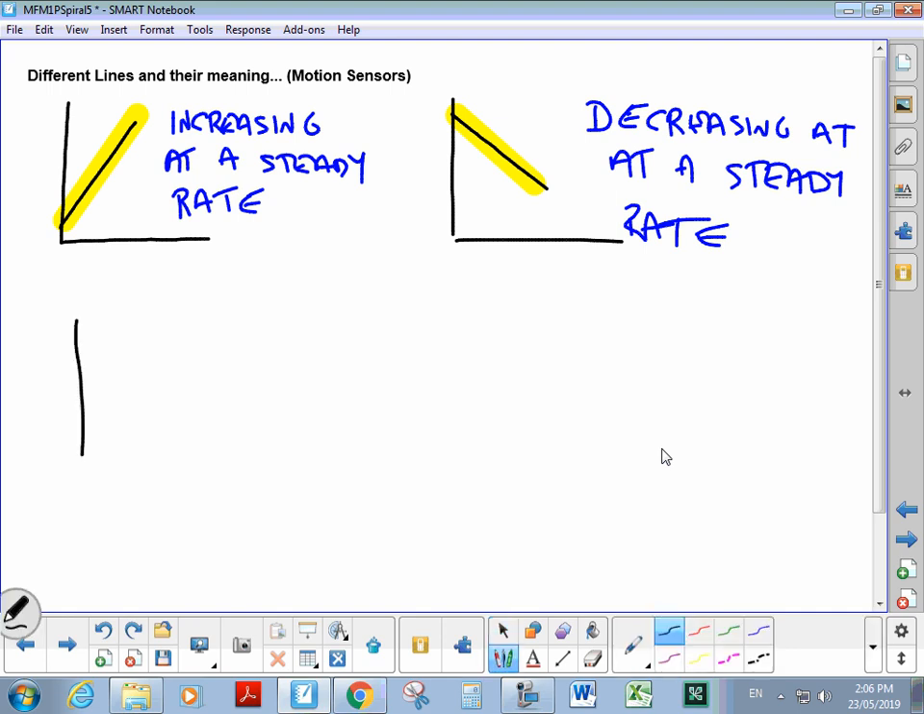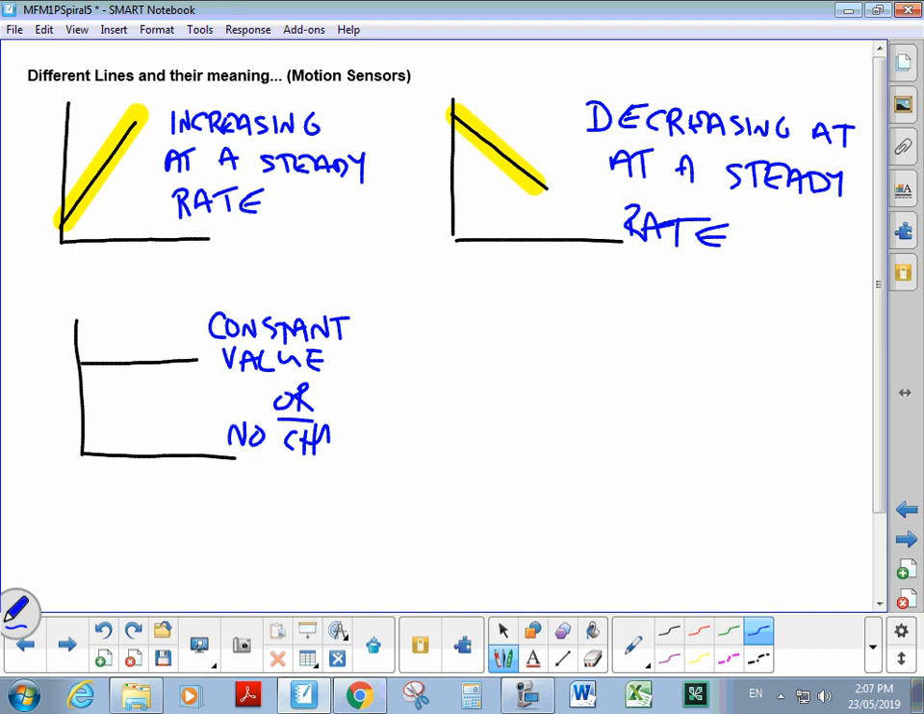Next, when we have a horizontal line, there is no change, so we're not getting greater, we're not getting less. So we have a constant value, or no change. The volume in the tub did not change when it was horizontal, because it wasn't increasing and it wasn't decreasing.